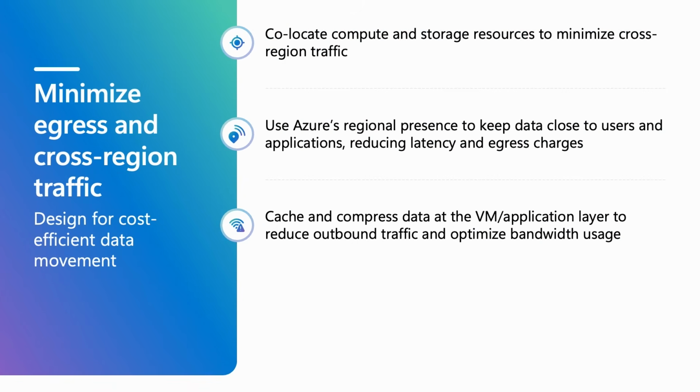Cache and compress data at the VM or application layer. Implementing caching strategies and compressing data before it leaves your VMs or applications helps reduce outbound traffic. This optimization ensures you're using bandwidth efficiently and only paying for the data that truly needs to be transferred.